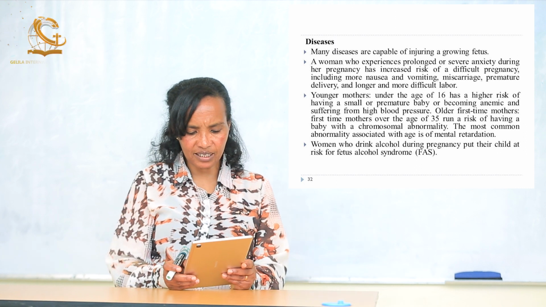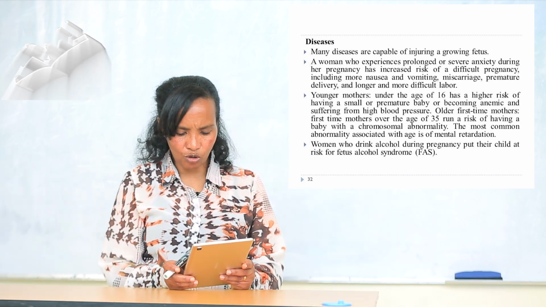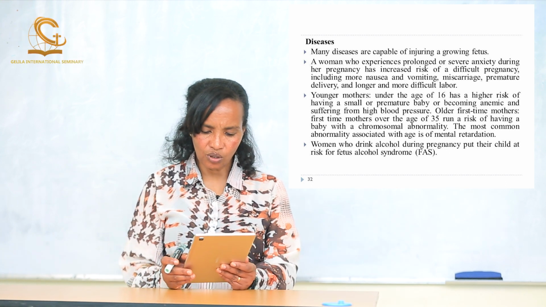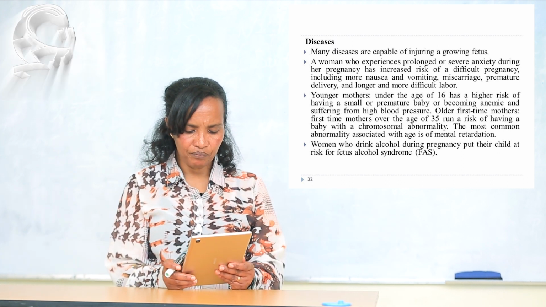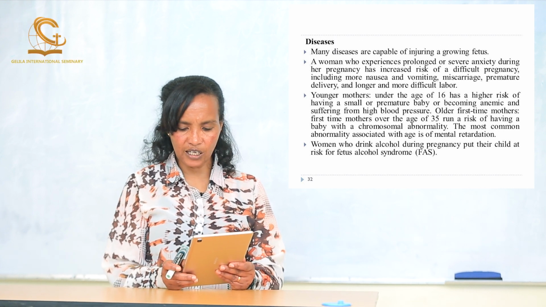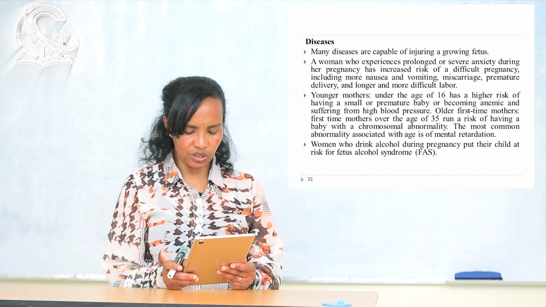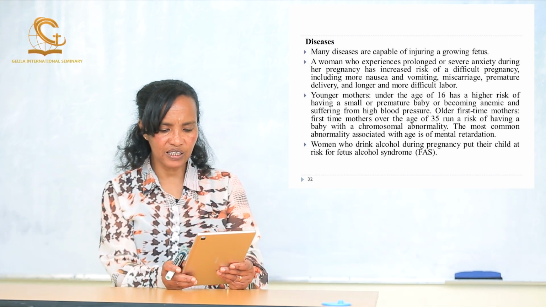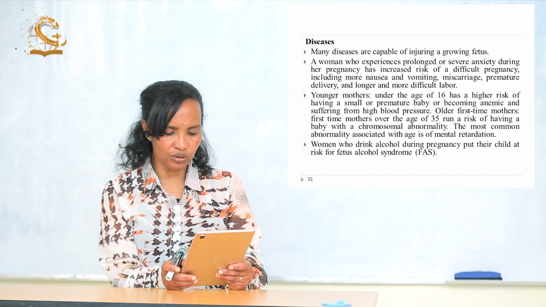Older mothers, above the age of 35, are at risk of having a baby with a chromosomal abnormality. So a mother who is very young and also one above 35 has a risk. The most common abnormality associated with age is mental retardation. Women who drink alcohol during pregnancy put their children at risk for fetal alcohol syndrome. So mothers have to protect themselves from alcohol during pregnancy.